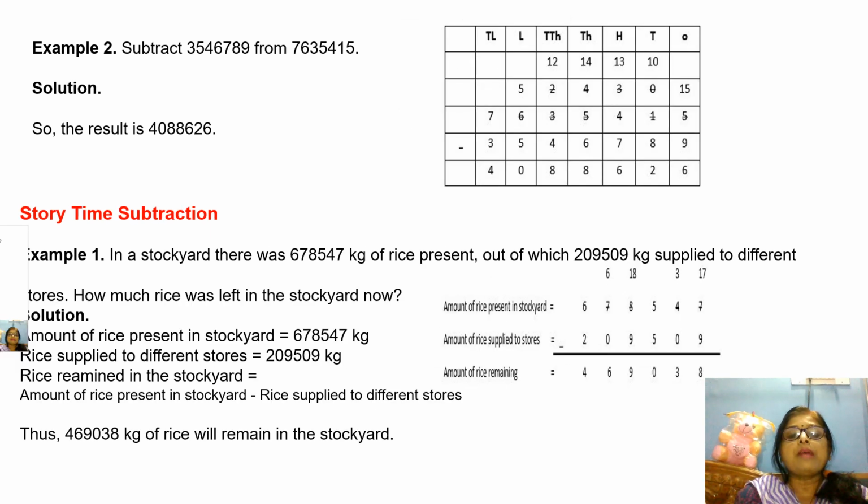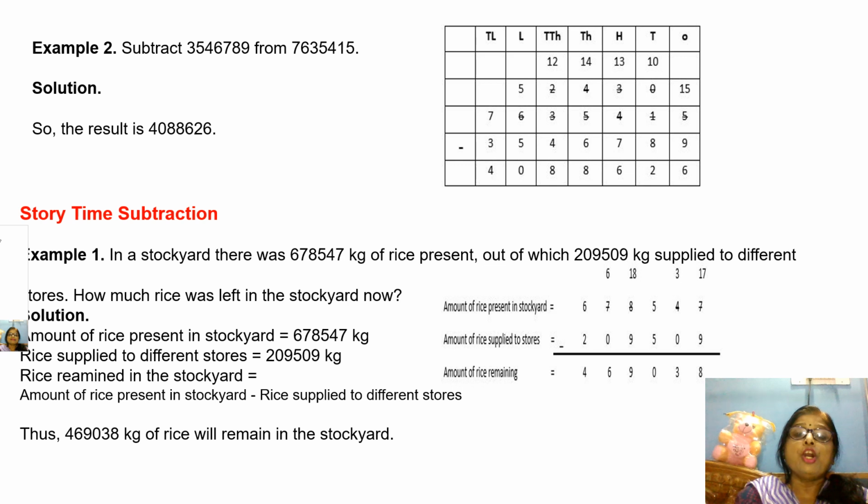Now this is your example 2. Subtract 35 lakh 46,718 from 76 lakh 35,415. Already students, I have discussed it earlier. In this column, the method is given here. I am giving you so many examples for your clear concept.